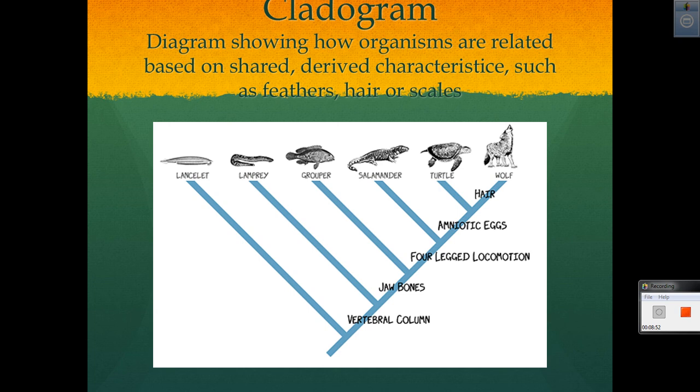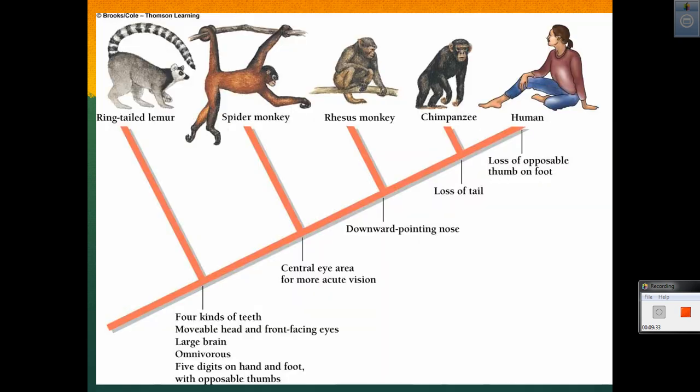So in this particular cladogram, you start off with the lancelets, which are very simple, and then as we move forward, they have a vertebral column. Then they have jawbones. And everything after that will have those characteristics. Four-legged locomotion. As we go on, everything else has four-legged locomotion. Amniotic eggs. As we go on, everything else has amniotic eggs. Hair. As everything goes on, we have hair. So this is just showing how things are going forward. And this shows how things would split off as we move forward.